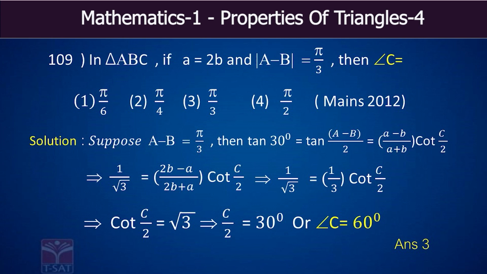or 1 by root 3 is equal to 1 by 3 into cot C by 2. So cot C by 2 is equal to root 3. So C by 2 is equal to 30 degrees, angle C is equal to 60 degrees. So correct option is option number 3.